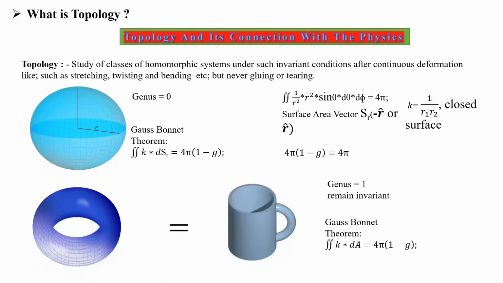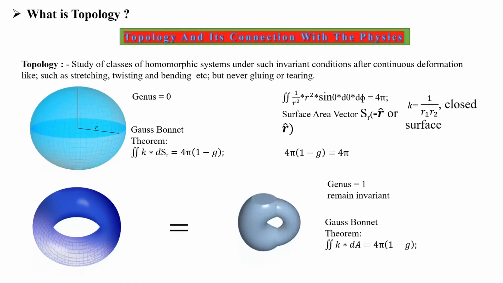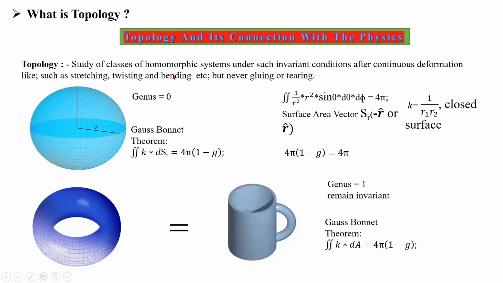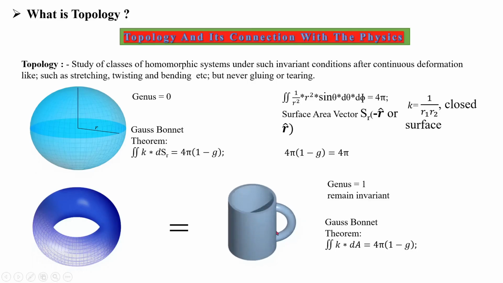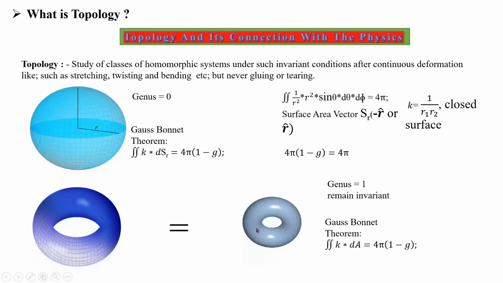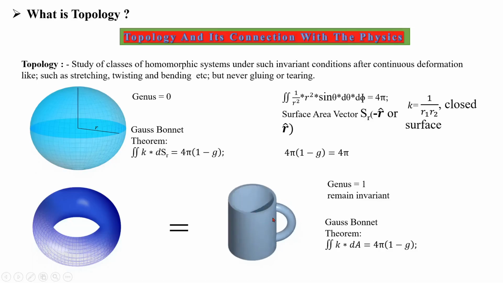What is topology? Topology is basically a mathematical term which deals with systems under some invariant conditions, but externally there is no twisting, bending, or tearing during the deformation process. Like this donut shown here, there is a continuous deformation between a coffee mug and a donut, but there is no tearing, bending, stretching, or twisting. This shows the continuous deformation between the coffee mug and the donut.